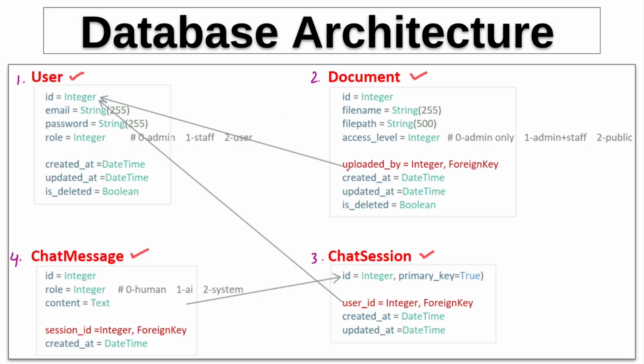In the document database, this uploaded by is my foreign key. This is inherited from the user's ID attribute. This chat session as well as user ID. This is my user ID. And in chat message, this session ID is my foreign key.